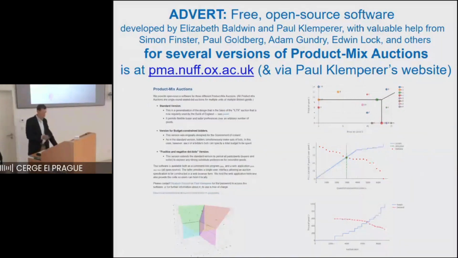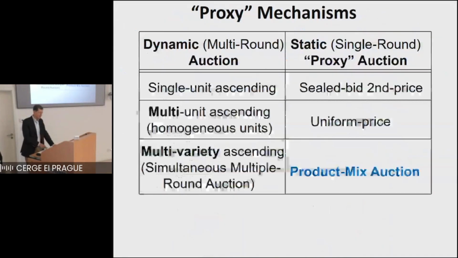So what are these auctions? Well, there are 2 ways in which I'm going to explain what these auctions are. The first will be helpful to those who start by thinking, why not a simultaneous multiple round auction? How does it differ from a simultaneous multiple round auction? And the answer is, this can be thought of as a way of compressing a simultaneous multiple round auction into a single round.